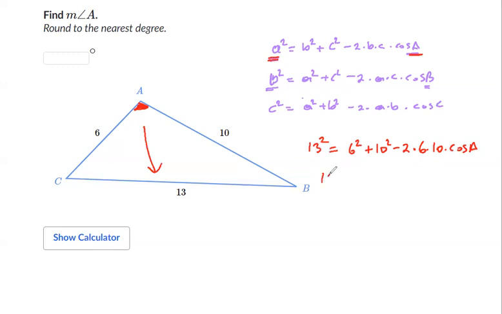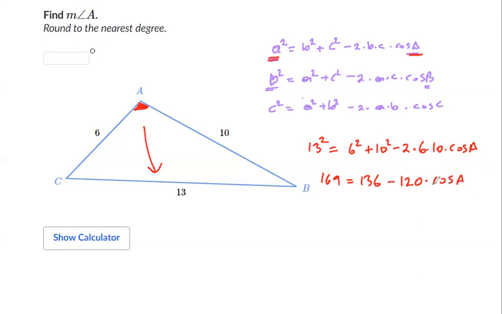So 13 squared is 169, and 6 squared is 36, and 10 squared is 100. If you add them, you get 136. But there is a minus right here, and there is a lot of multiplication, which is why we cannot subtract 2 from this because there's a multiplication. So 2 times 6 is 12, 12 times 10 is 120, so that should be minus 120. This is multiplied by cosine A as well, so that is times cosine A.